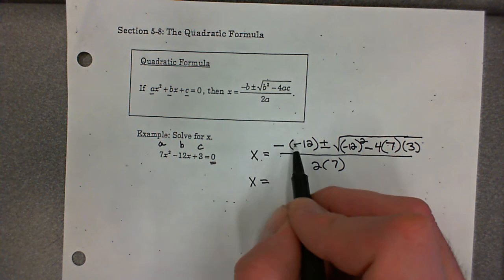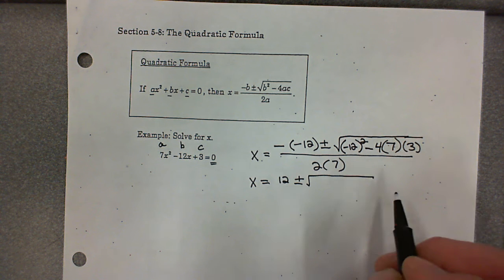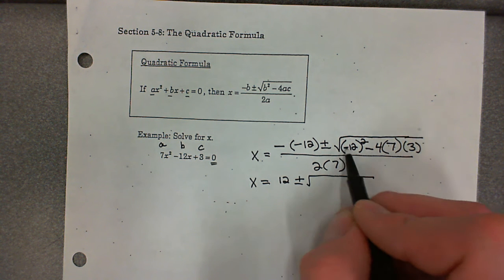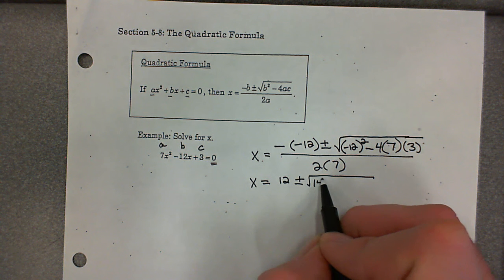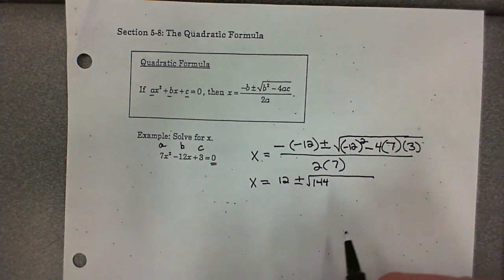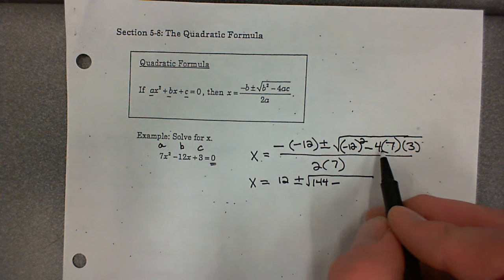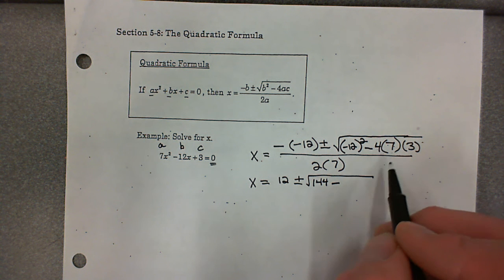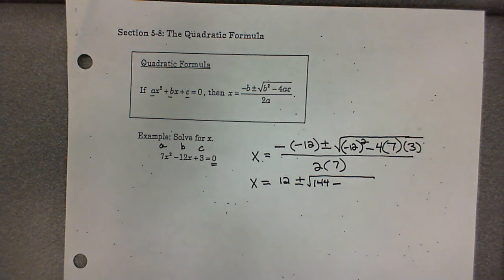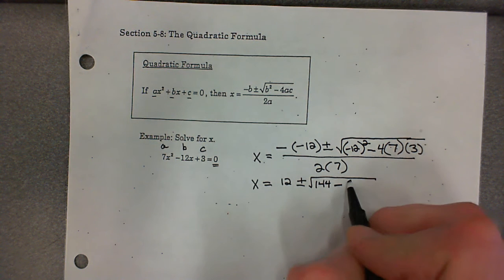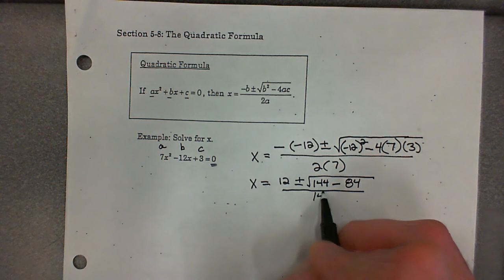So x equals, now the opposite of negative 12 is positive 12, plus or minus the square root. Now I normally do this in two sections: do the squared part and then do this multiplication. So negative 12 squared is positive 144. When you square a negative, it's always positive. Minus 4 times 7 times 3. Well, 4 times 7 is 28. 28 times 3, plug it in the calculator, is 84. Okay, then that's all over 2 times 7, which is 14.